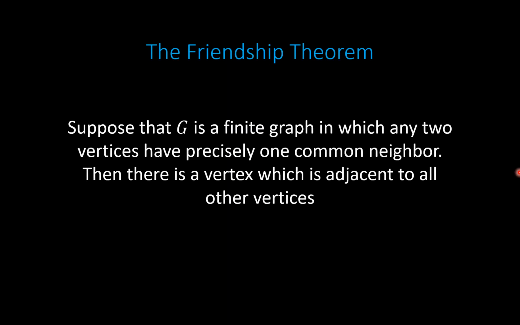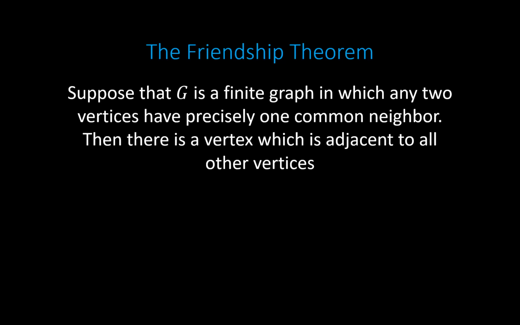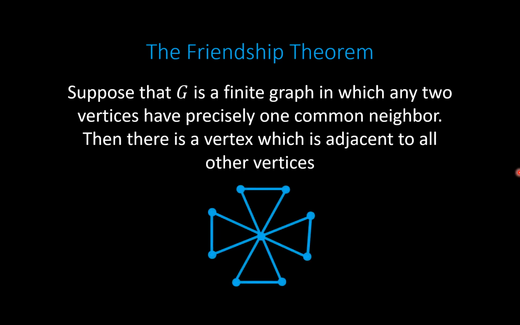Suppose that G is a finite graph with a property that every two vertices have precisely one common neighbor. Then there is a vertex which is adjacent to all other vertices. So a graph with such a property will look like this, and this is called a windmill graph. I'm going to call this a 4-windmill graph because it has 4 mills: 1, 2, 3, 4. You can have a 1-windmill graph, which is just a triangle, and so on.